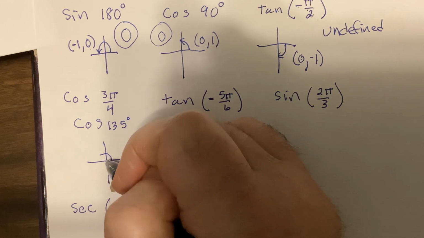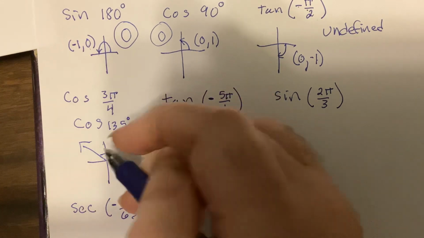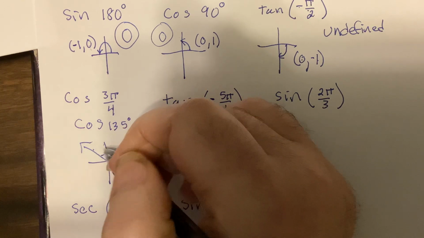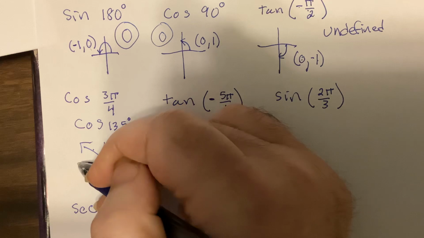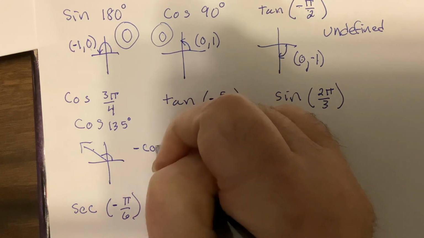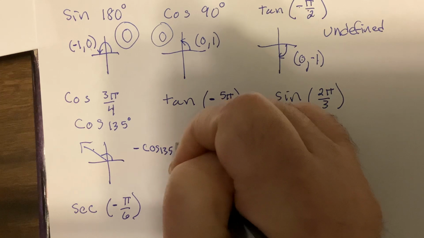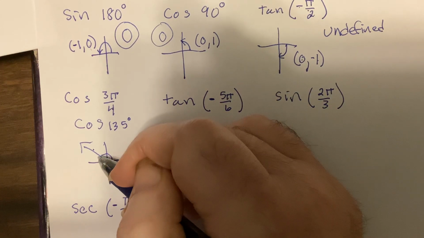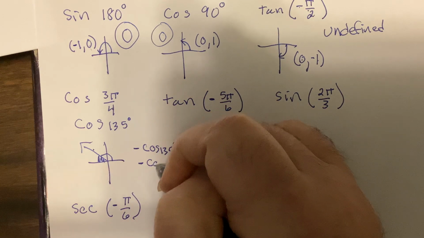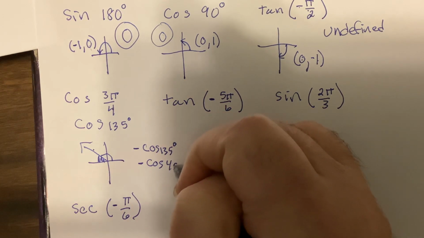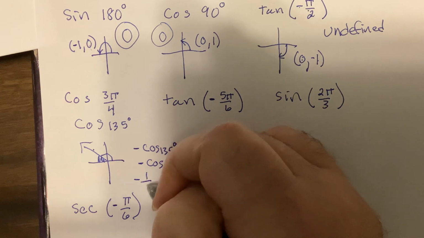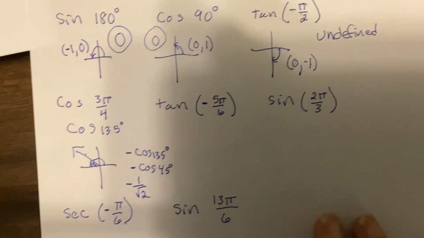135 would be about here. The second quadrant, cosine's negative in the second quadrant because cosine's x over r. X is negative to the left, so it'd be a negative cosine of 135. And then the reference angle would be 45 degrees. So it'd be a negative cosine of 45. And you got to know cosine of 45 is 1 over the square root of 2.